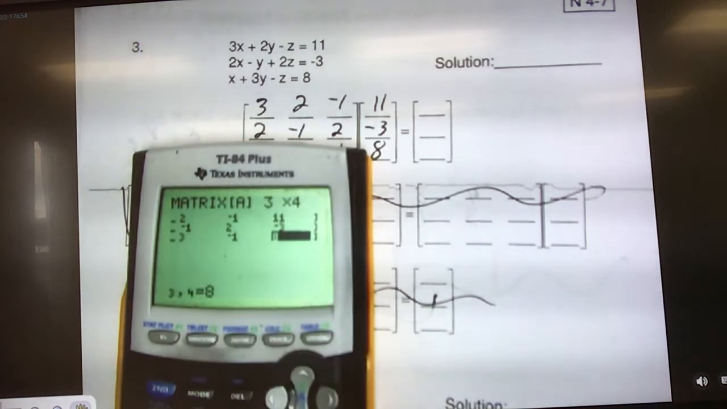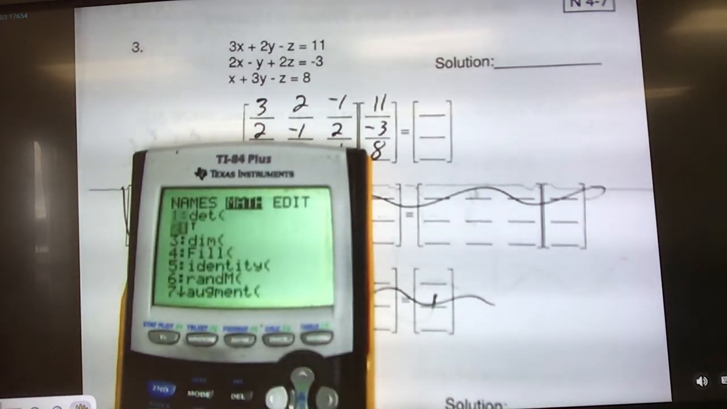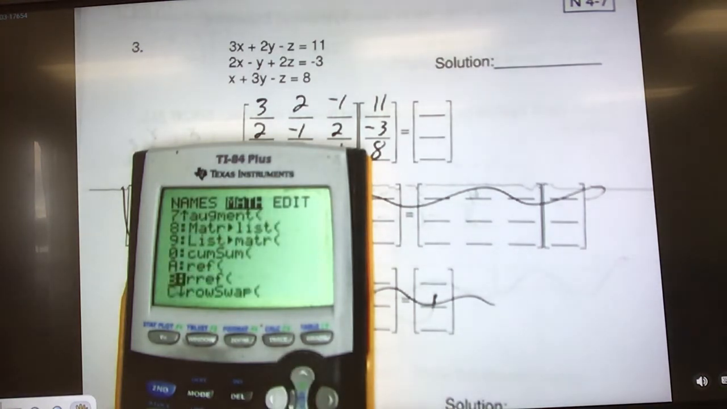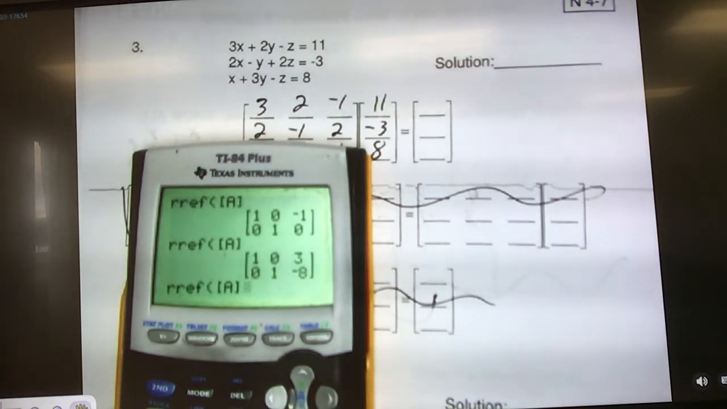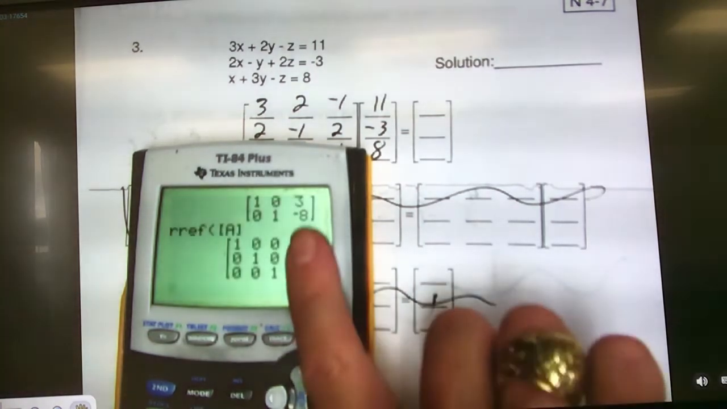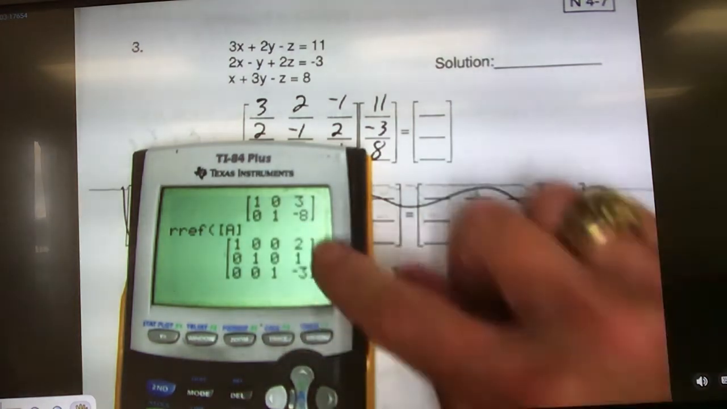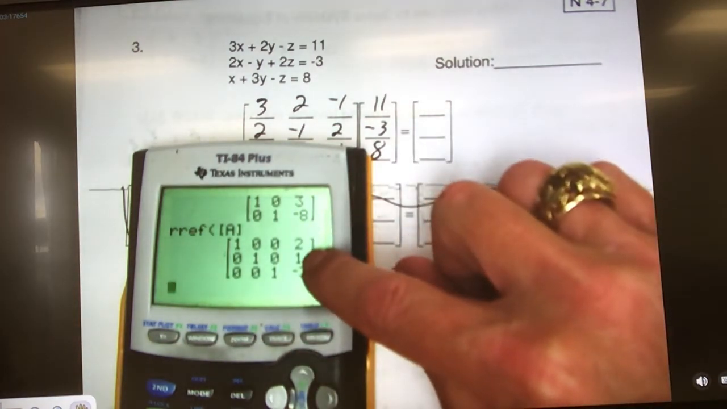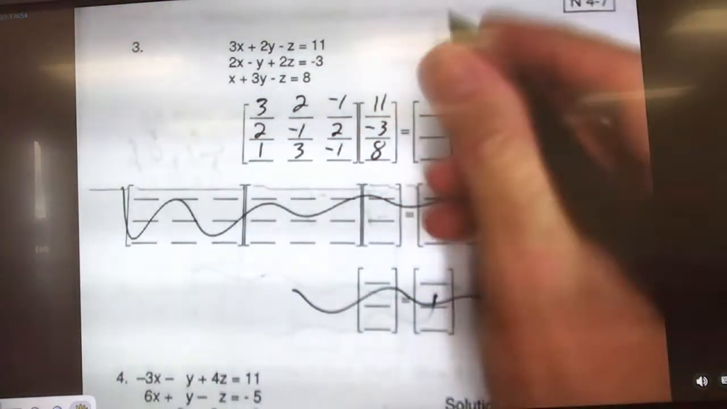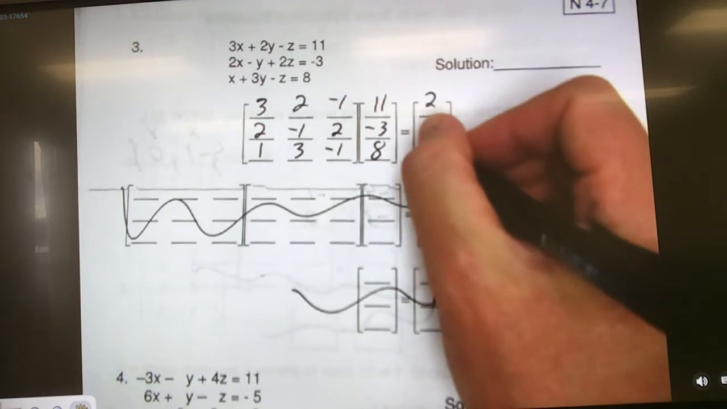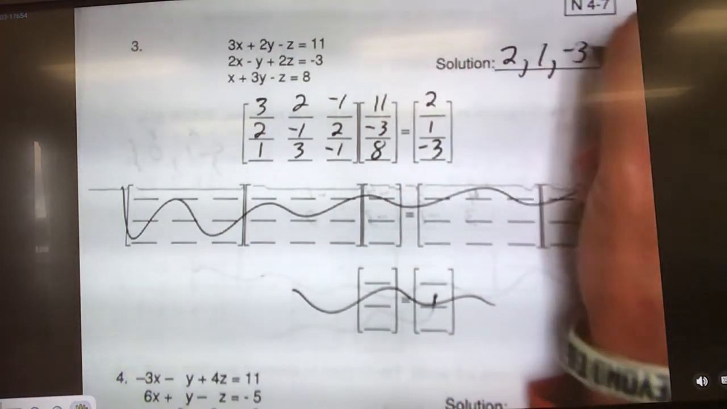Again, exit out of here, second quit, second matrix, go over to math, go all the way down to RREF. Hit enter. RREF of what? We put it in A again. Hit enter, and if I covered up the end, there's my diagonal ones, the rest is zeros. So my x value is 2, y value is 1, and z value is -3. So we have 2, 1, -3. Put them in our solution, 2, 1, -3.